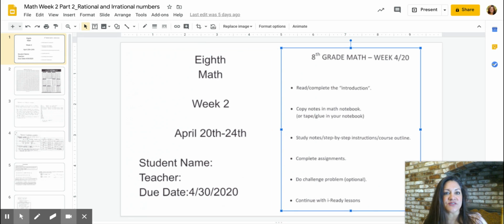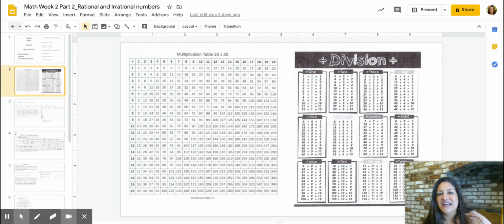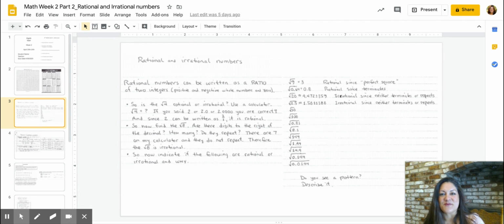We have an introduction, math notes to put in your notebook, study notes, step-by-step guides, course outline, where you have two assignments to complete, an optional challenge problem, which I'd like to challenge you to do with your family. Okay? Still have your multiplication and division table, which will not help you in this lesson. Or I guess it will if you have a mind that can see those number patterns.